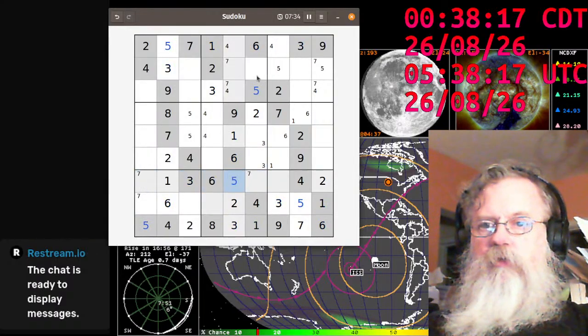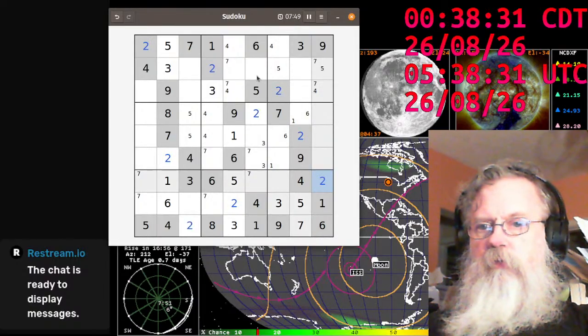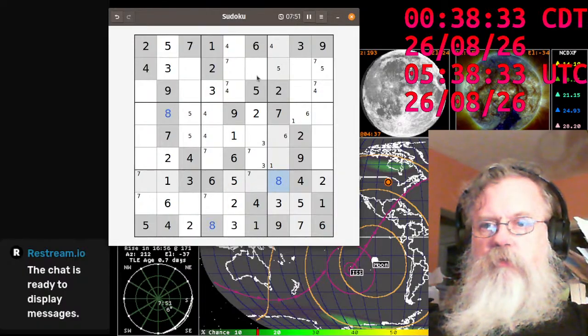And now we've got 2 possible 7s here. 2 possible 7s here. All right. I do believe that's all I can do with 7s. That's placing earmarks everywhere. So 8s. Well, this one gets to be an 8.